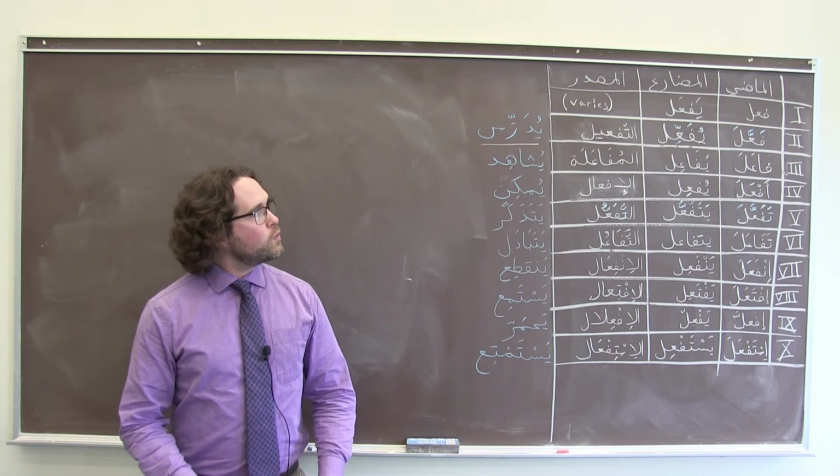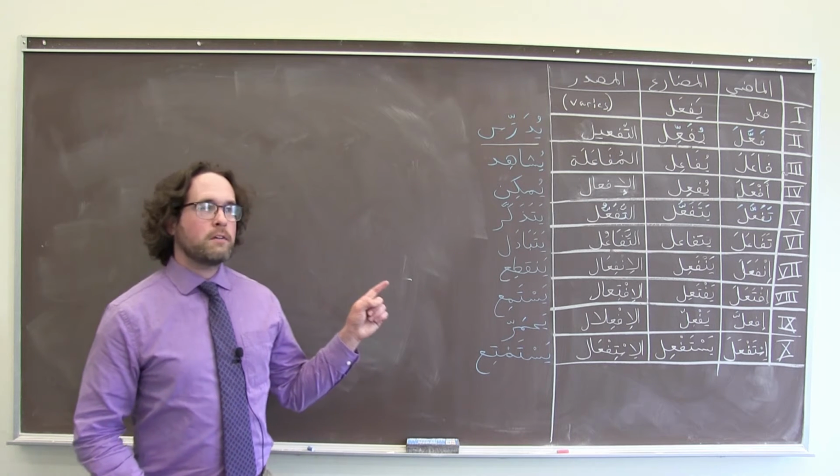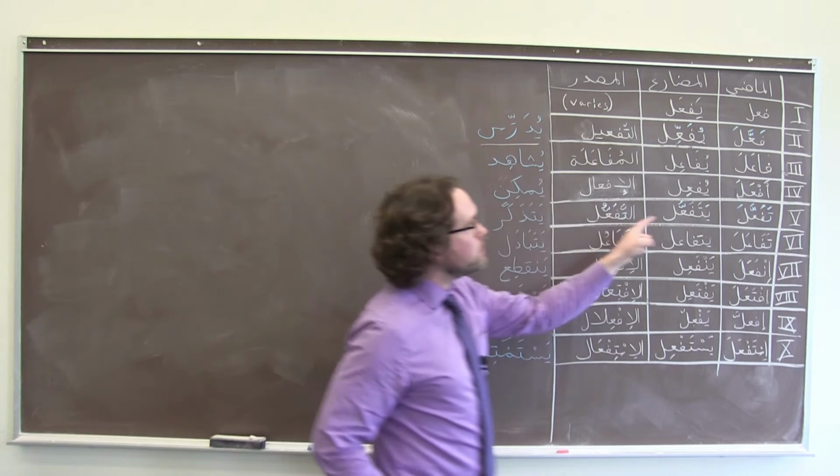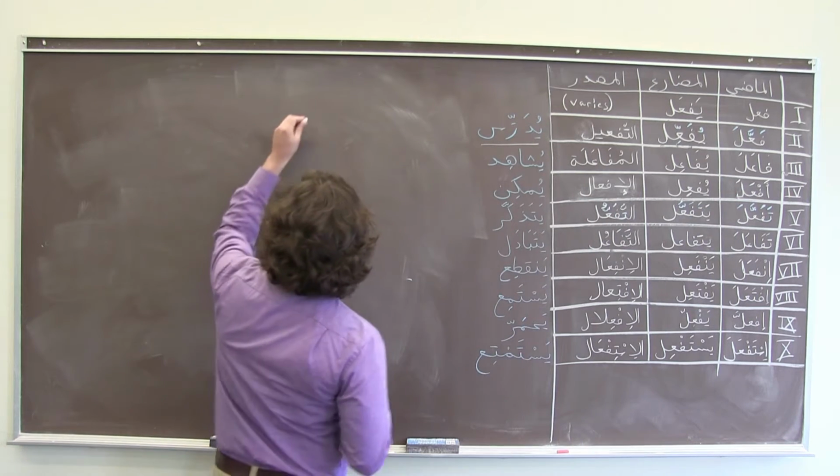Sabah al-khair. Right now we're going to talk about derived Arabic verb form 4, or what we would call in Arabic Wazn af'ala.